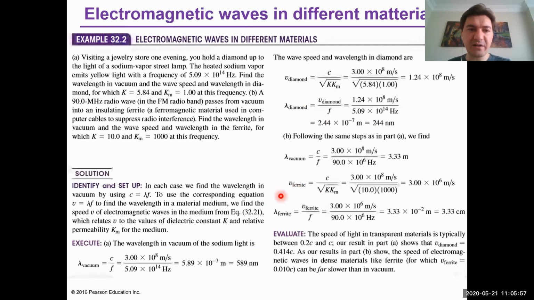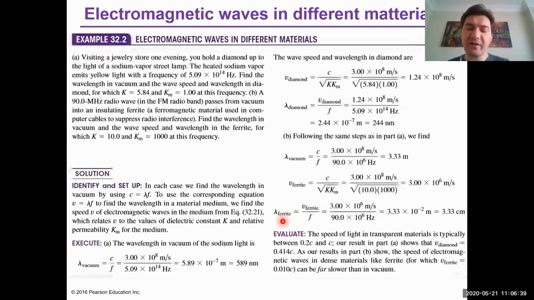And what about this radio wave in a ferrite? So the velocity of the radio wave in a ferrite is given by, again, the same expression, C over square root of K times Km. These numbers are given, put them here, then you can calculate 3 times 10 to 6 meter per second. So the speed of a radio wave in a ferrite is much slower than the speed of a radio wave in vacuum. You see 10 to 8, 10 to 6 here.